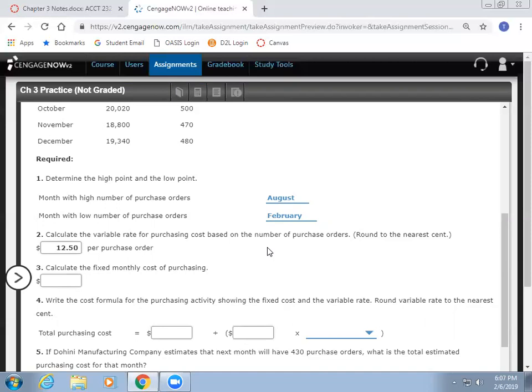Okay. So to solve for the fixed, once you rewrite the equation, what you're going to do is take total costs minus your variable costs to calculate fixed costs. So I'm going to pick the high point, the August, but you could use whichever one you wanted. You just want to make sure you use those together. Okay. So I'm going to take my total costs.